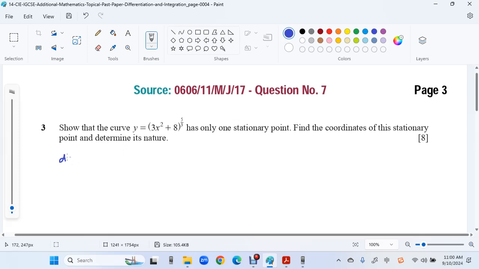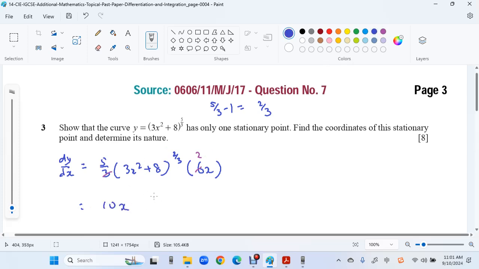Okay, so the dy/dx for this is 5 over 3 times 3x squared plus 8, to the power of 5 over 3 minus 1, which will be 2 over 3. Then we differentiate inside, we have the 6x here. So this one we cancel, and we have 10x over the cube root of (3x squared plus 8) to the power 2.